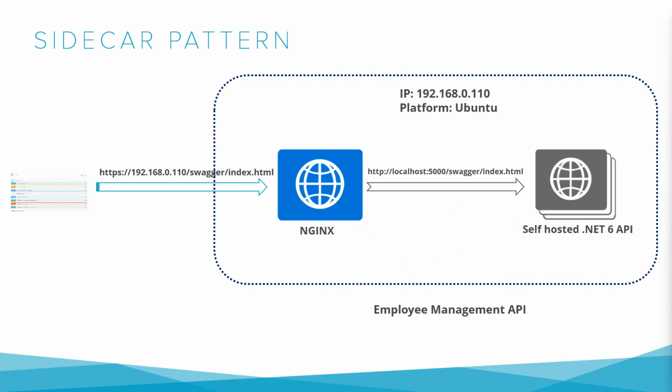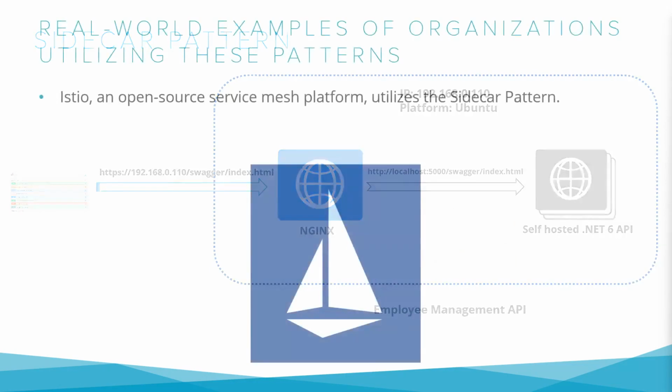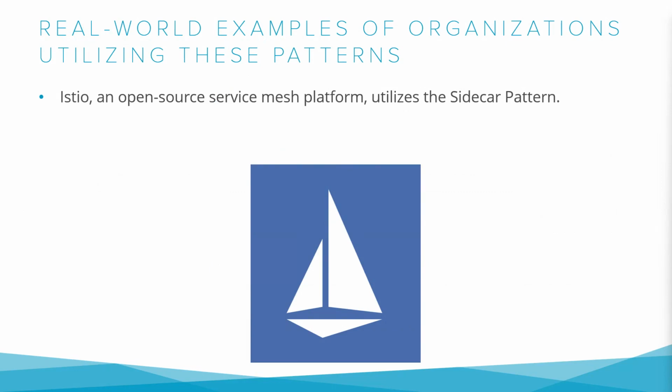That being said, let's see in which industry the sidecar is used most. Istio is an open source service mesh platform that utilizes this sidecar pattern very well. They deploy a sidecar proxy alongside each service instance to provide features like traffic management and observability, and of course, without modifying the core service.